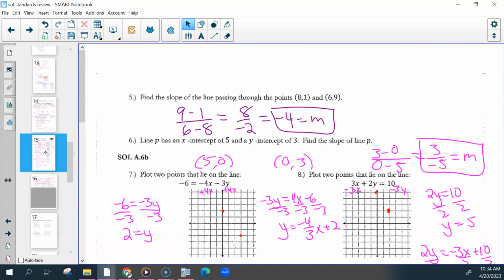Five, you were given 2 points, find the slope between them, and that was -4. 6, you were given 2 points because you had to know how to write them as ordered pairs. X-intercept was 5, 0, y-intercept was 0, 3, and then you could use those to write your slope, which was -0. Yes. Yeah. It should be.